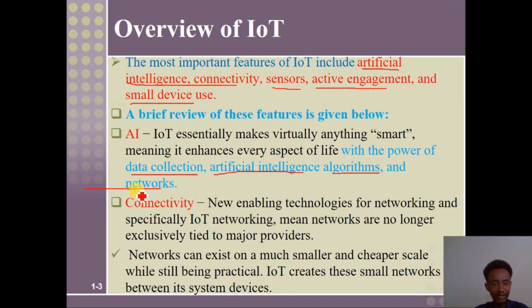So the second one is connectivity. Connectivity is a new enabling technology for networking, which paves the way for our devices to be connected together in order to share data among themselves, in order to make a decision for the end users through the end application interfaces.